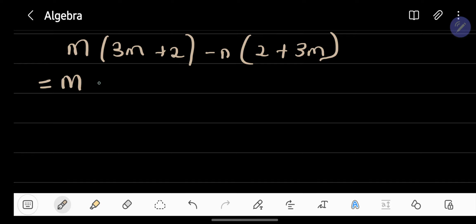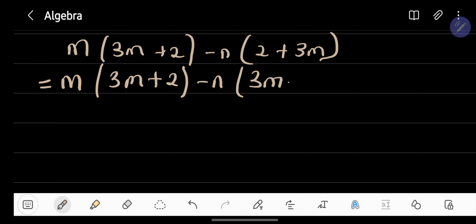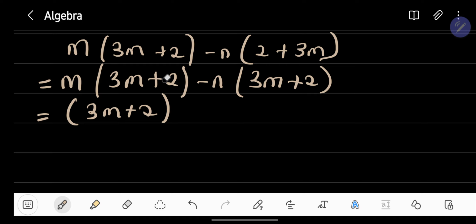So you can decide to rearrange them: 3m plus 2, minus n. So now I'm just rearranging this 3m plus 2. Now you will notice that we have the common factor without even applying the sign change. Okay, so now our common factor is 3m plus 2. Then you take 3m plus 2 out as a common factor. If you take 3m plus 2 from the first term, you will remain with m. And here, you will remain with minus n. Okay? Then you have managed to factorize.